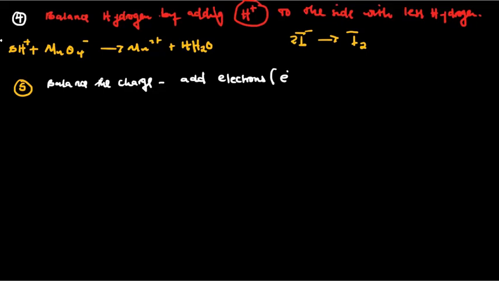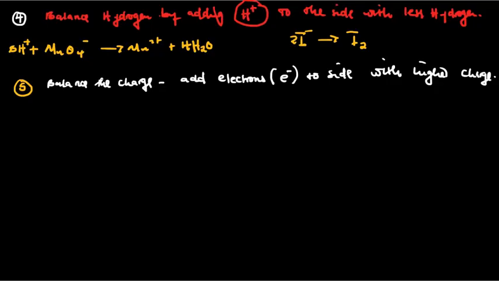Remember that electrons are negatively charged. So you are going to add electrons to the side with a higher charge. Now be with me. If we come to equation 2, I can start with equation 2.